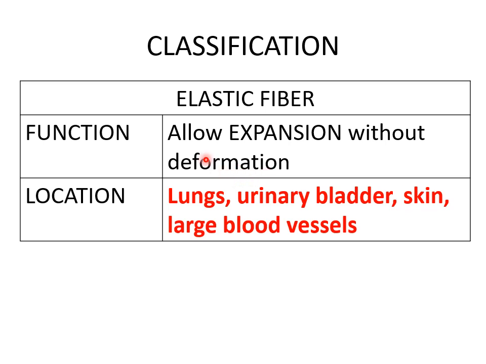So, anong mga organs yung laging nag-expand? Okay? Number 1, yung lungs. Halimbawa, inhalation, exhalation, right? Kailangan may elastic fiber to allow the extension of the size of your lungs, lalo na in deep inhalation. Urinary bladder para mag-hold ng urine, okay, skin, and large blood vessels lalo na kung nagtatransport ng large amount of blood.